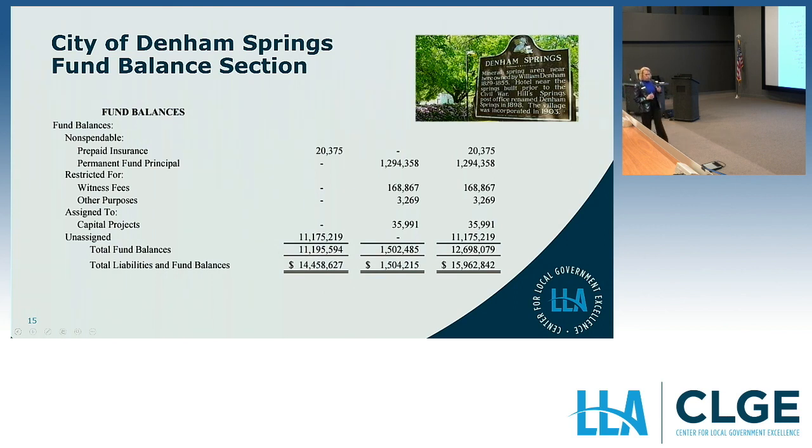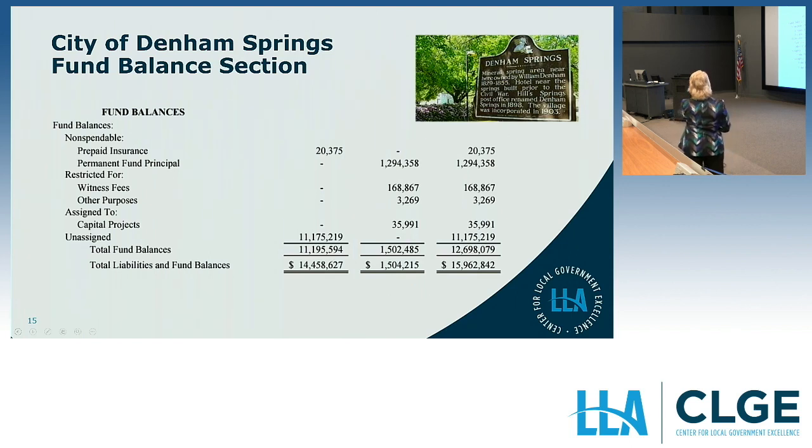Then they have their restrictions on the face of their financial statements. They say it's restricted for witness fees and other purposes. Restricted, legally restricted by external parties, by law, right? There we go. And then they do not have any committed. They have assigned. So they have assigned to capital projects. That's probably that idea of let's set aside some money to build our little town hall or whatever it is. We've assigned to capital projects, and then they have their unassigned and their different ones.